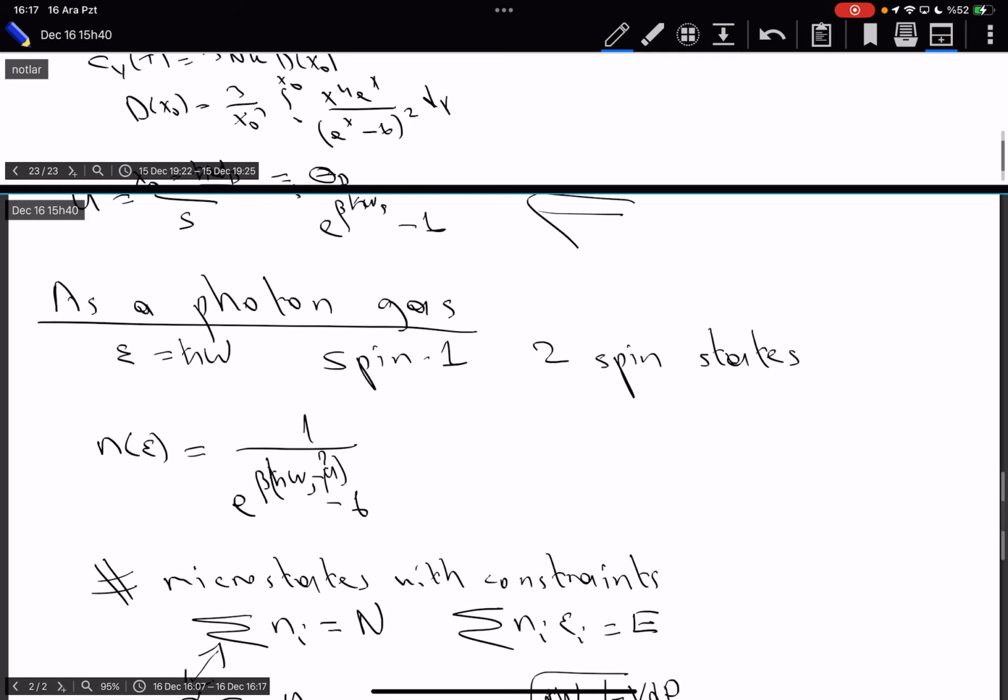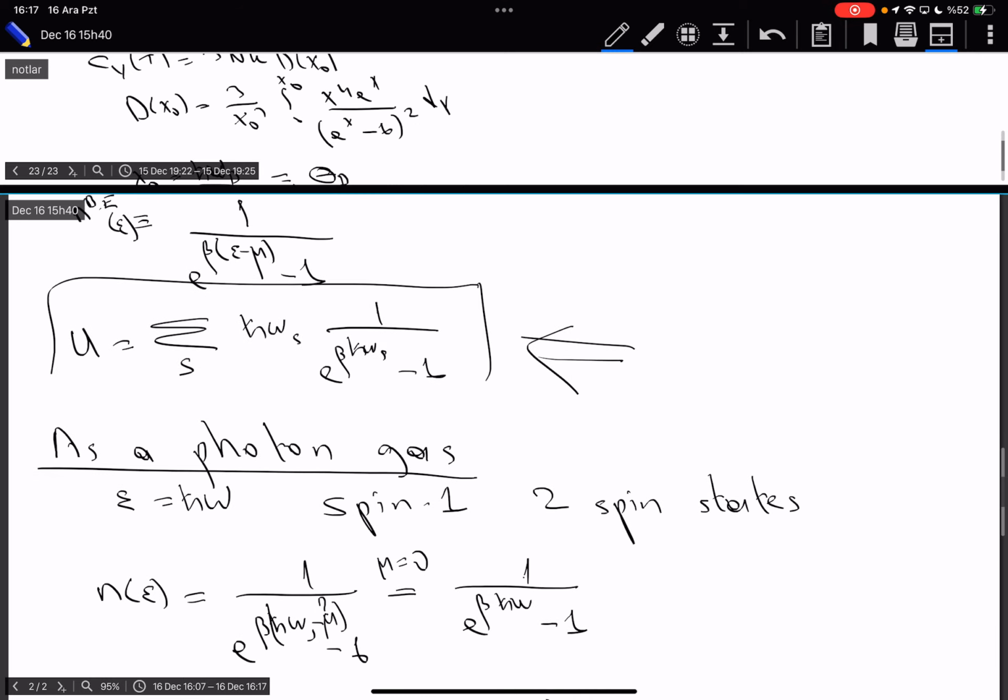So in that case, if mu is equal to 0, this is just 1 over e to the power beta h bar omega minus 1. Effectively you recover this expression, whether you treat your system as a collection of oscillators or as a collection of photons, which are bosons. We basically get the same answer. Well, we should, if our descriptions are correct, because we are describing the same system from two different perspectives, but it's the same system.